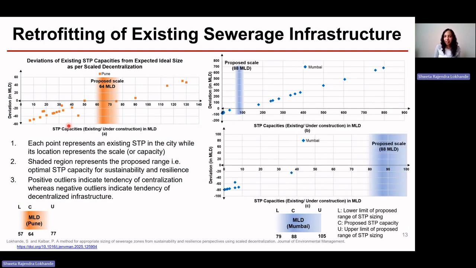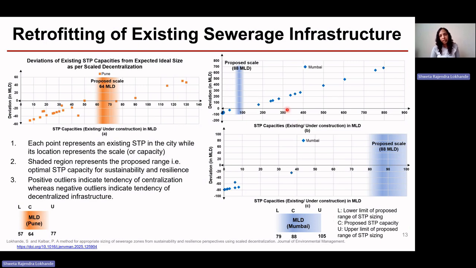The second case study is for the city of Mumbai. This data has been represented in two parts. From the size of the city, the proposed STP scale has been arrived at as 88 MLD, and 79 to 105 million liters per day is the proposed sizing.